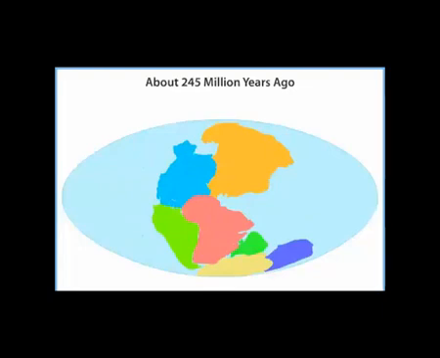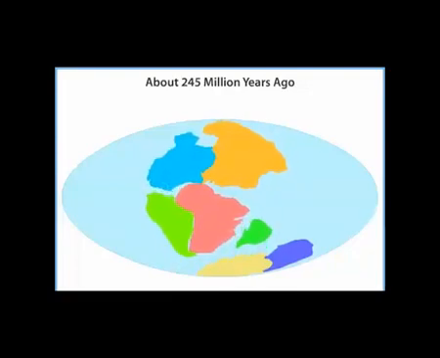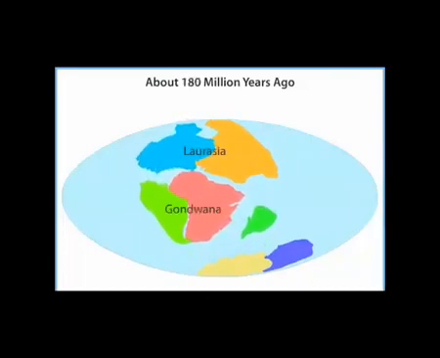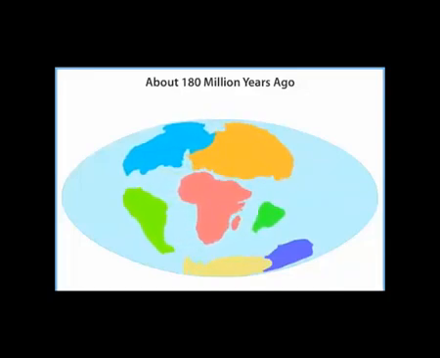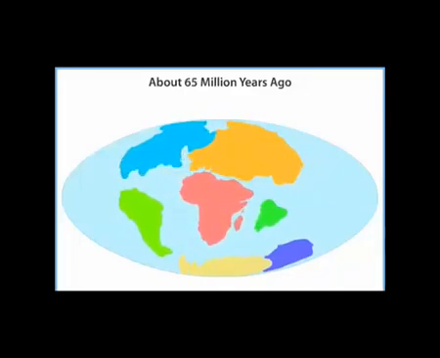Continental drift is a theory that proposes that continents can drift apart from one another and have done so in the past. 245 million years ago, today's continents were part of one giant landmass called Pangaea. A giant sea called Panthalassa surrounded Pangaea. Gradually, Pangaea broke into two pieces, Laurasia and Gondwana. By 180 million years ago, the North Atlantic Ocean and the Indian Ocean started to form. By 65 million years ago, Laurasia and Gondwana had broken into smaller pieces, and the South Atlantic Ocean began forming.